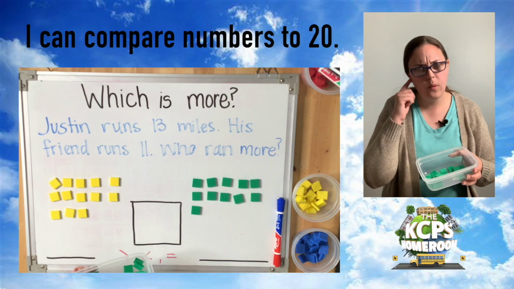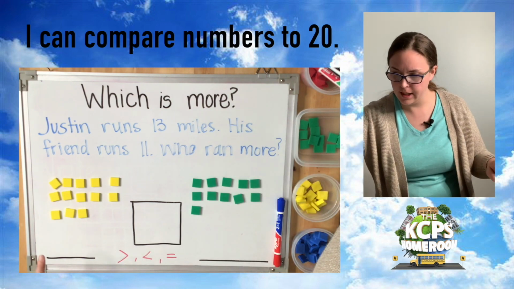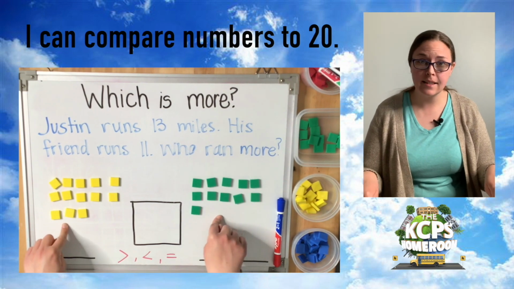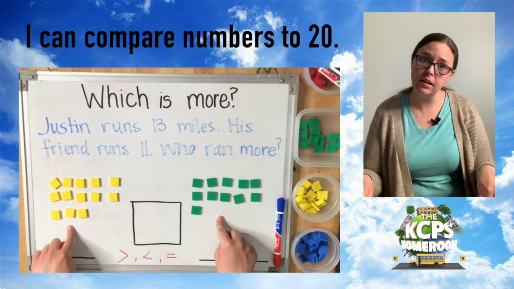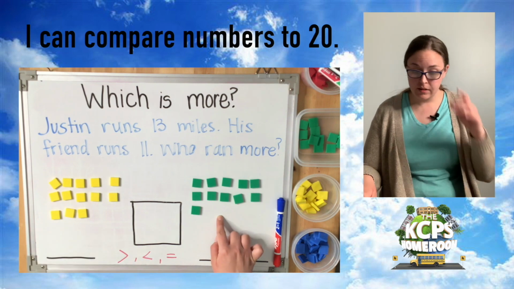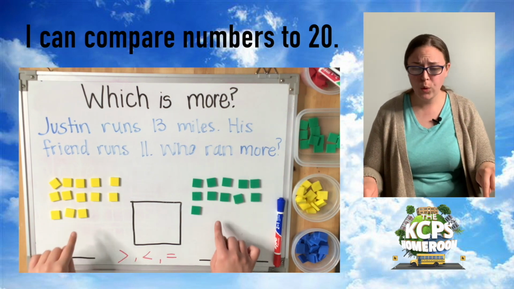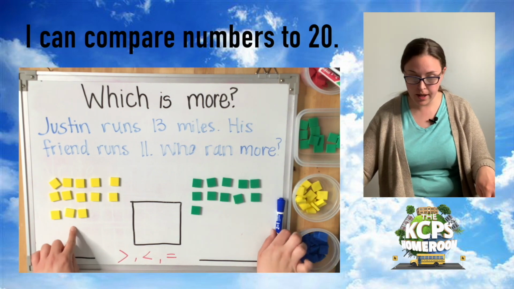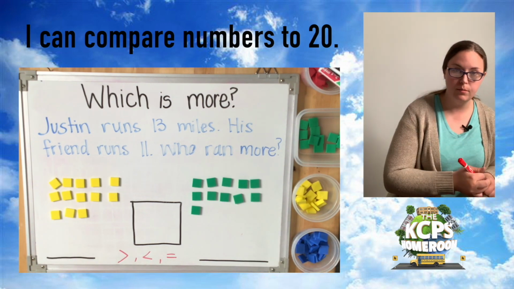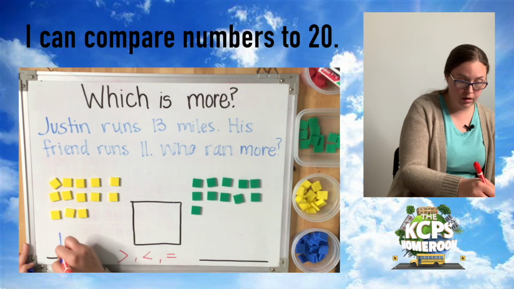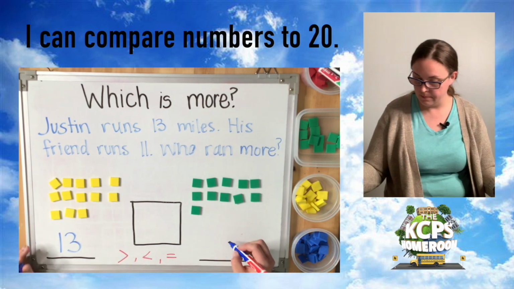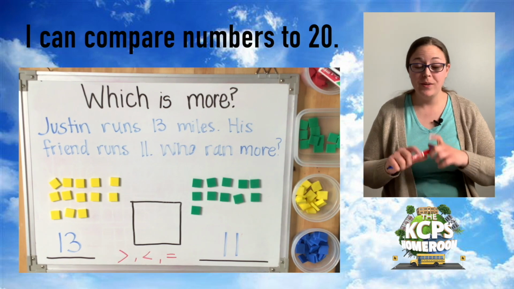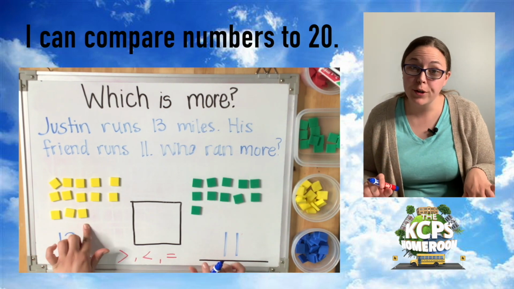Now, think about what we just counted. Over here, we counted to 13. Did we have to pass 11 to get to 13? We did. So here, who ran more? Did Justin run more when he ran 13 miles? Or did his friend run more when he ran 11? Justin ran 13. His friend ran 11. So if you said that Justin ran more, you're correct.